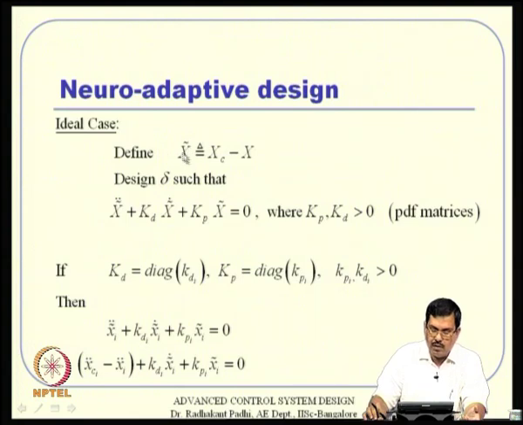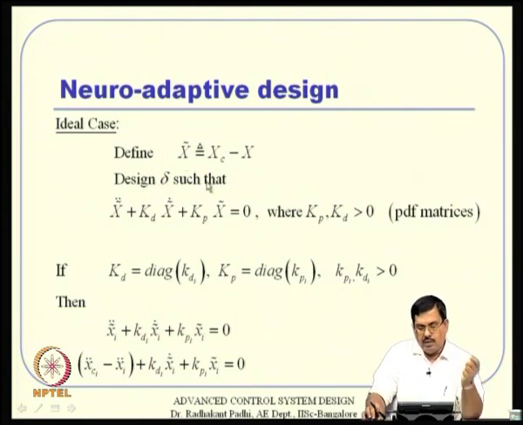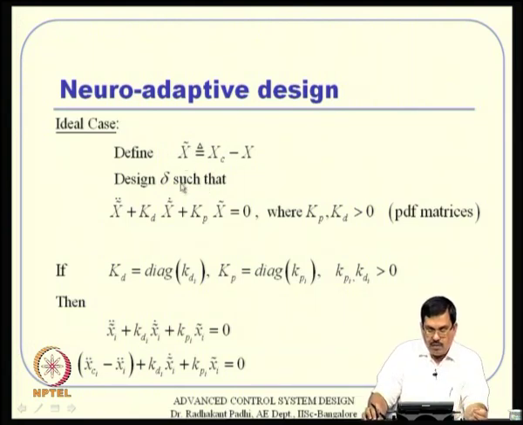So, you define x tilde as x c minus x, and we want to design a control delta such that this error dynamics is satisfied. That is what we discussed in the dynamic inversion class, right. It is like e double dot plus k d e dot plus k p e equal to 0, but instead of e we are talking about x tilde. x tilde is the error between x c and x. If you design delta such that this equation is satisfied, where k d and k p are positive definite matrices, then our objective is met, we know that.